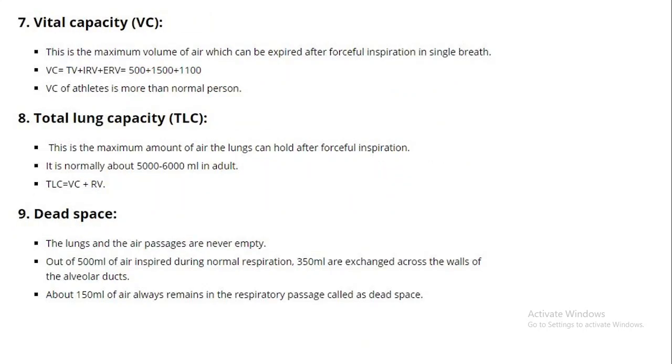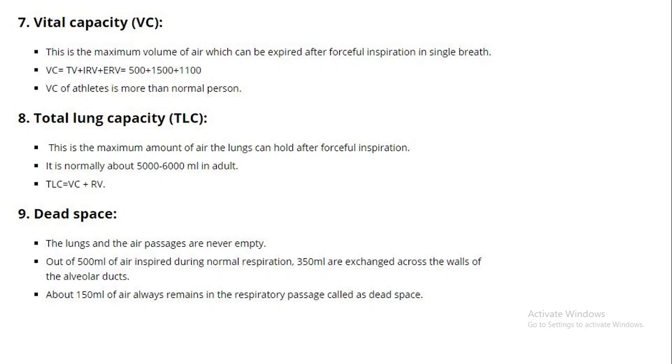Vital capacity is the maximum volume of air which can be expired or exhaled out after forceful inspiration in a single breath. It's given by this formula. VC of athletes is more than a normal person. Total lung capacity is the maximum amount of air that the lungs can hold after forceful inspiration. It is normally about 5 to 6 liters in an adult.